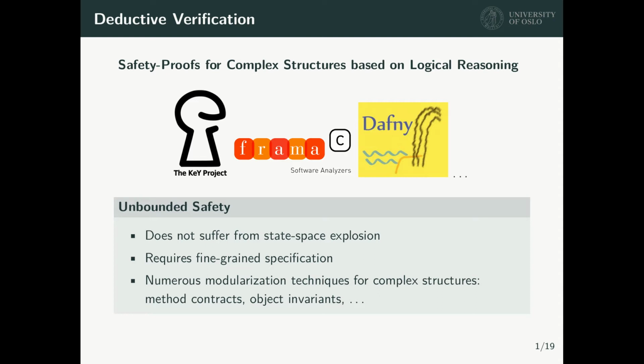The downside is that it requires quite fine-grained specification, right? So I can't just say I don't want to reach this kind of states and push a button. Instead, I have to specify more invariants, for example, more contracts.